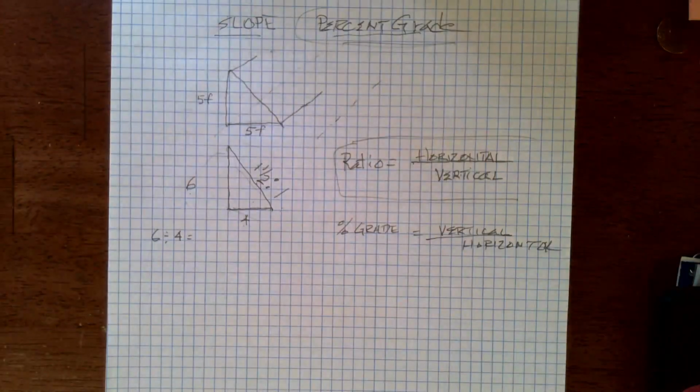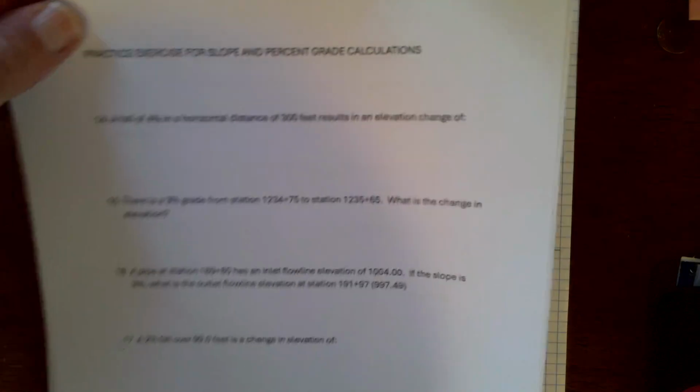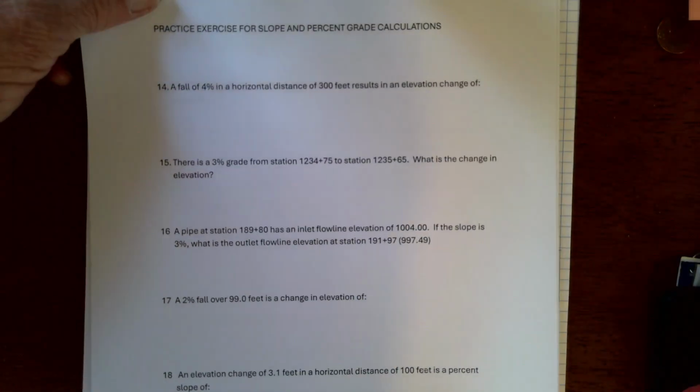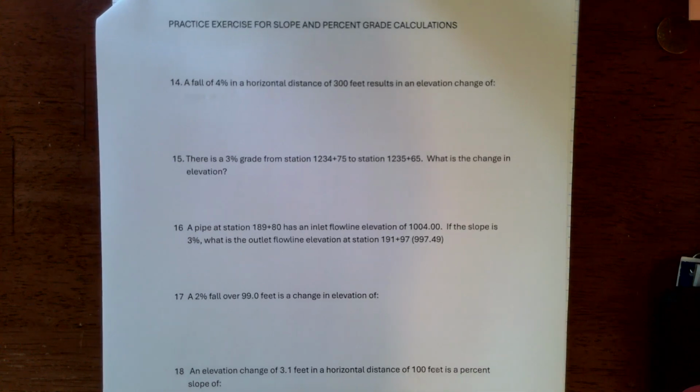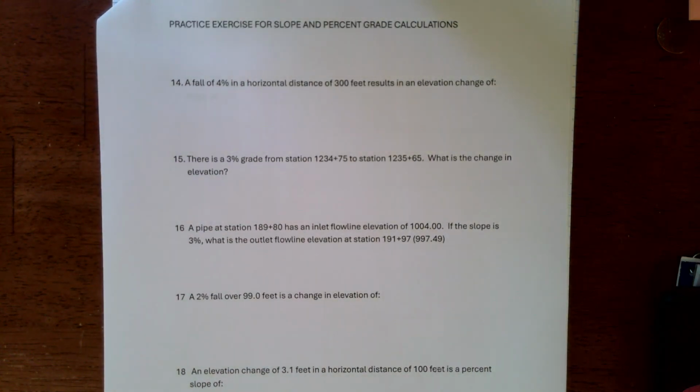Let me do one more, and then I'm going to set you free. Common grade, 3%. All highways, all roads should have a cross section fall from the center line to the hinge point and into the ditch.